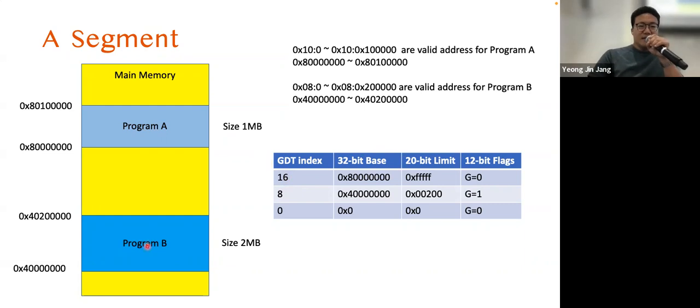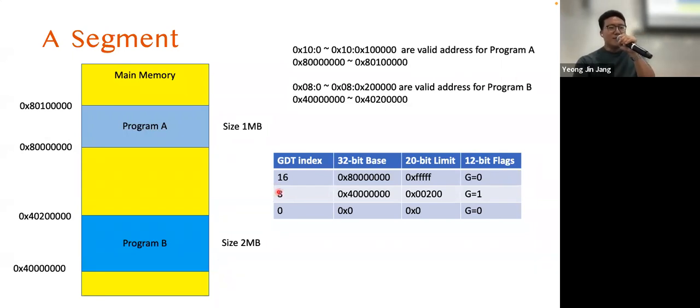And then take a look at program B. We can isolate program B from program A by having another global descriptor table. So this base and limit address will limit the capability of what program A can access. They will be jailed only to this area.